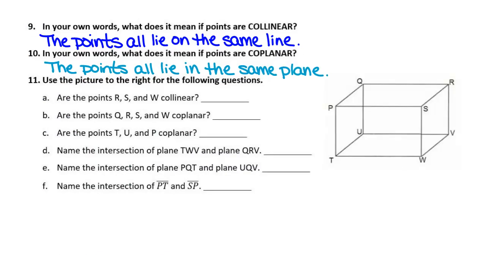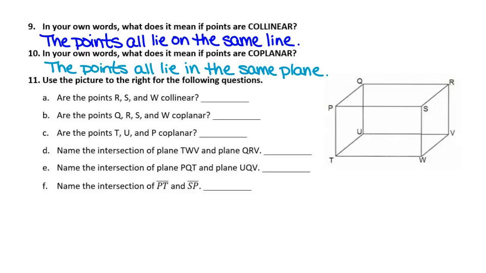If points are collinear, if points all lie on the same line together, they have to be coplanar. They all have to be on the same flat space together. Think about a piece of paper. If I draw a line on a piece of paper and some dots on that line, they all have to be on the same flat space as that piece of paper.